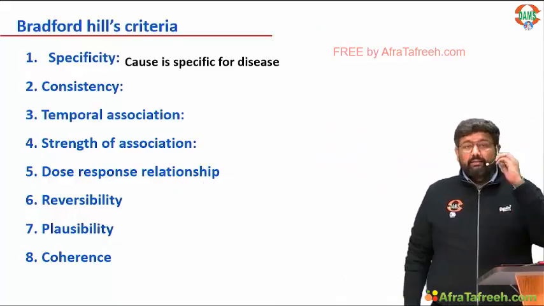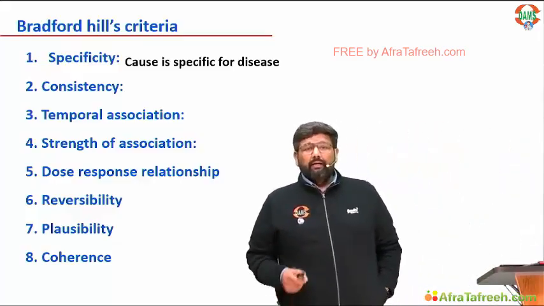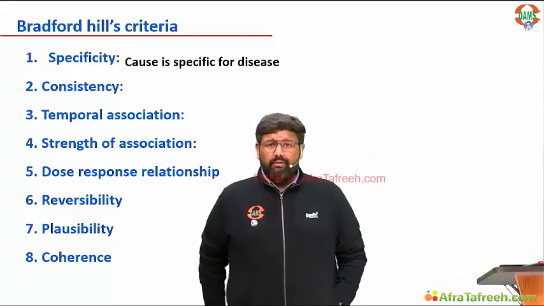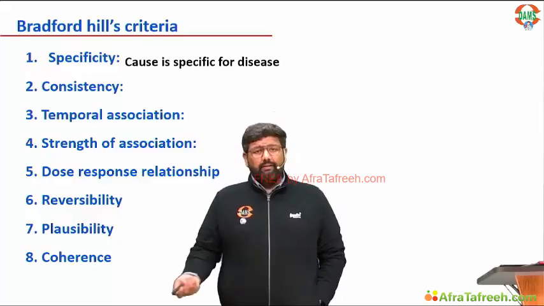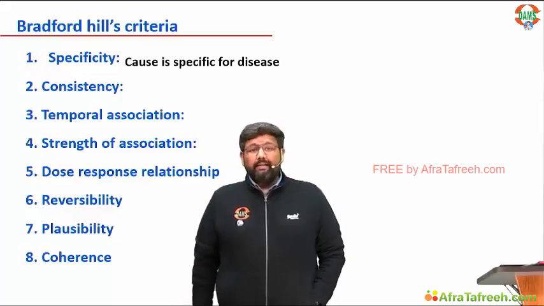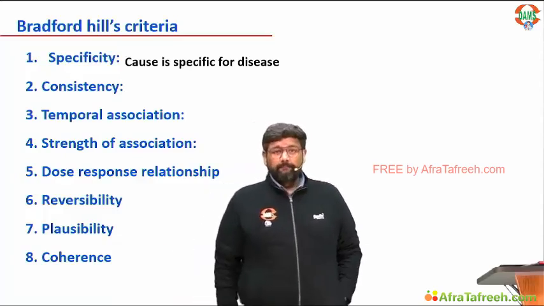So what is Hill's criteria? Hill's criteria tell us about the association. Simple. If anything is following Hill's criteria, that means the risk factor is causing the disease. So number one criteria is specificity. The cause is specific for disease, right?